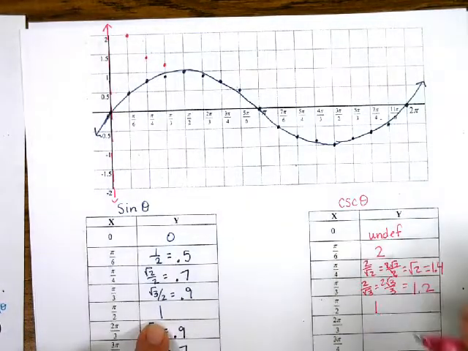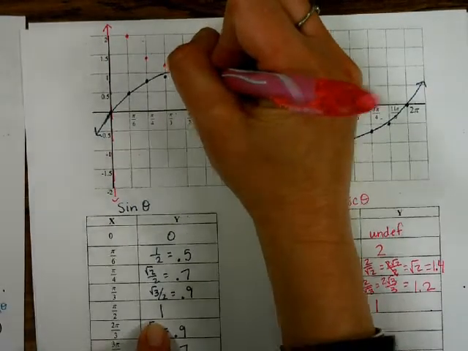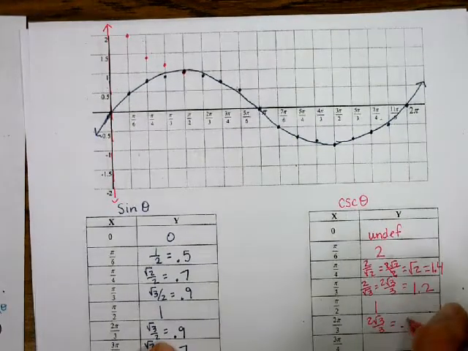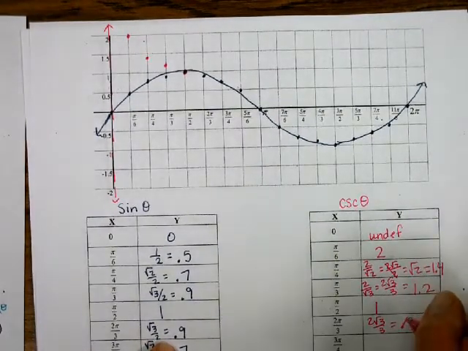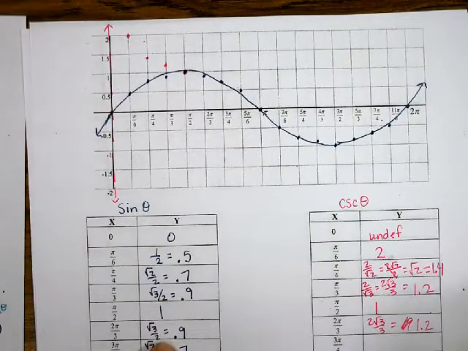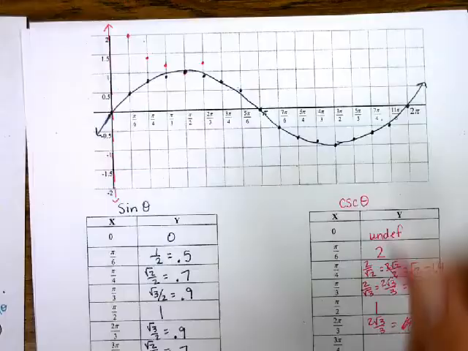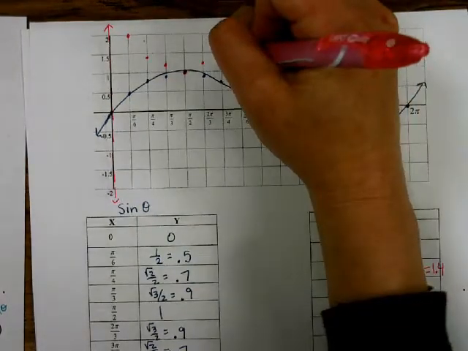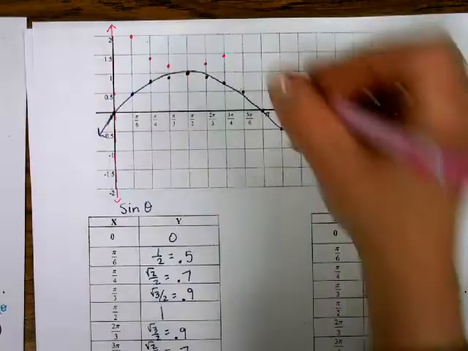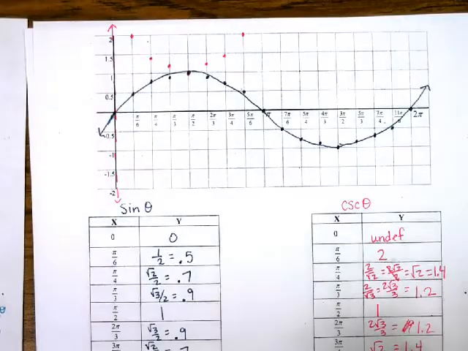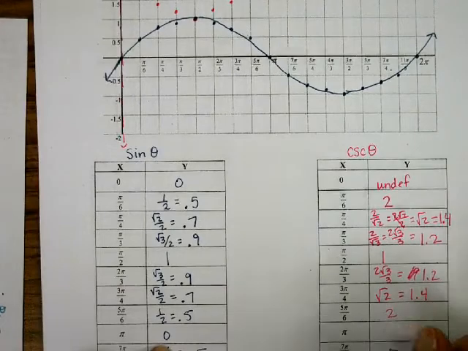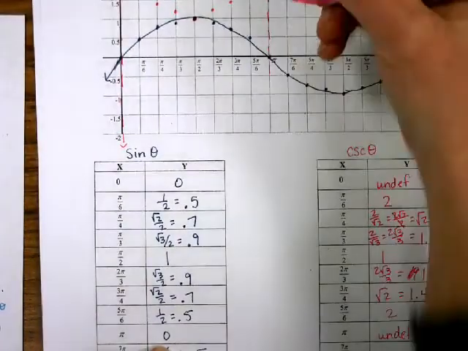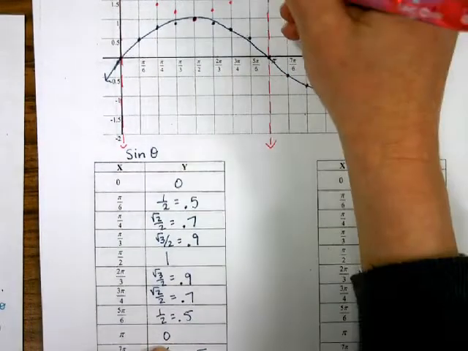Pi over 2, flip over 1. Reciprocal of 1 is still 1. 2 pi over 3. That gives me that 2 root 3 over 3, or 1.2, sorry. 3 pi over 4, flip that over, that's where we get the root 2, which is 1.4. 5 pi over 6, flip it over, I get 2. Pi, reciprocal of 0 is undefined. So I get another asymptote. Notice I'm getting asymptotes where sine crosses the x-axis. That's going to be important.